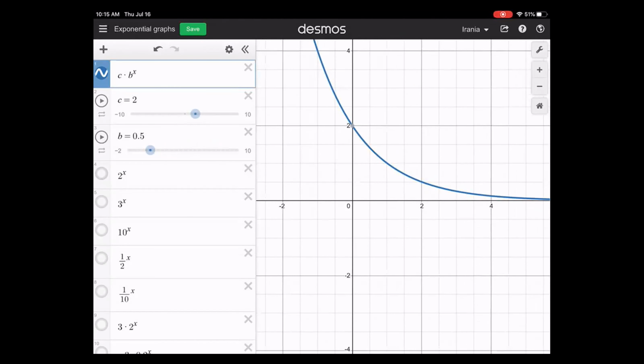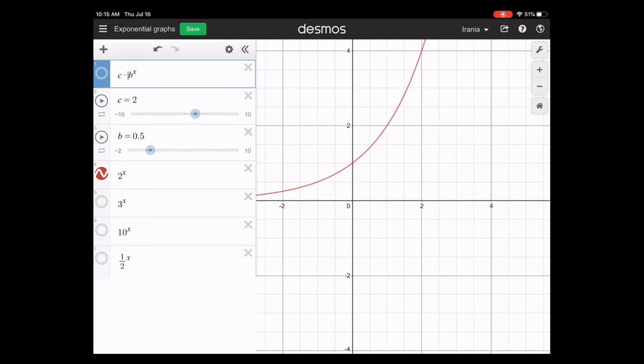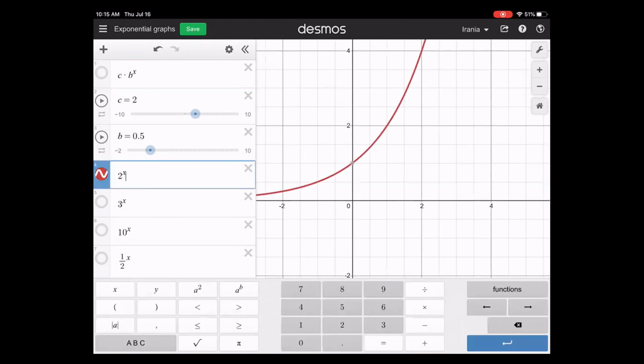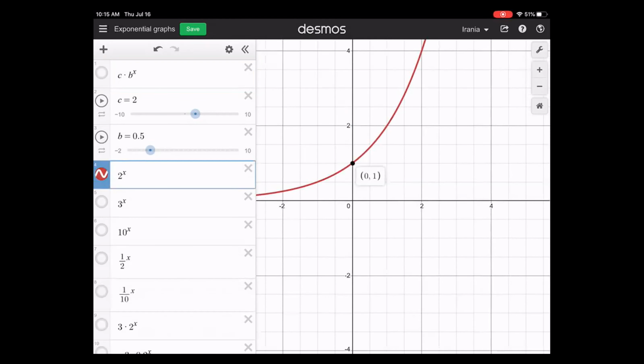And if you think about the function of 2 to the x power, even though there is nothing being multiplied in the front, there kind of is, because whenever you don't have anything in front, there's always an invisible 1 there, which means your y-intercept is 1. And this is growing at twice the speed.